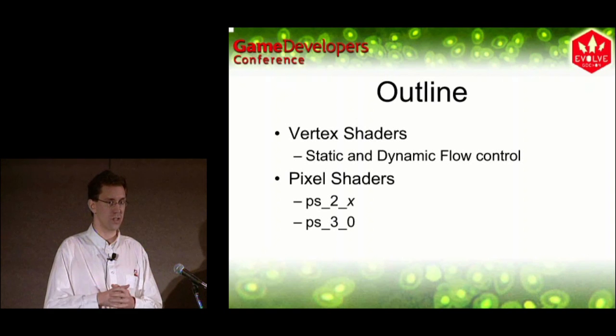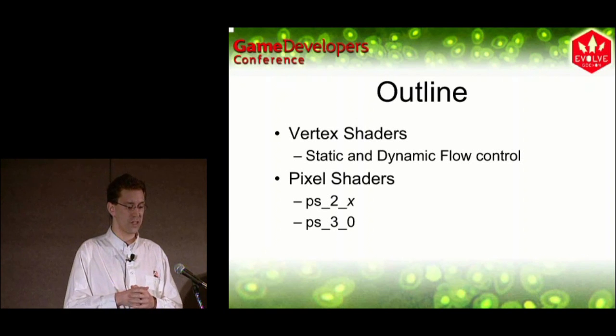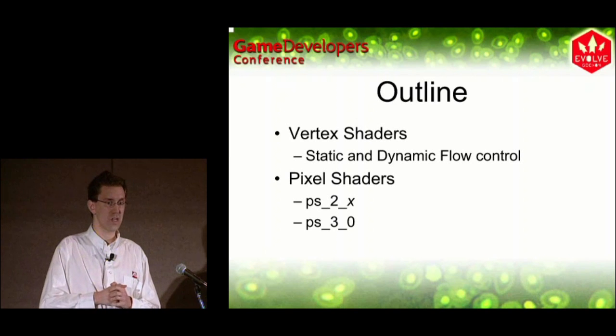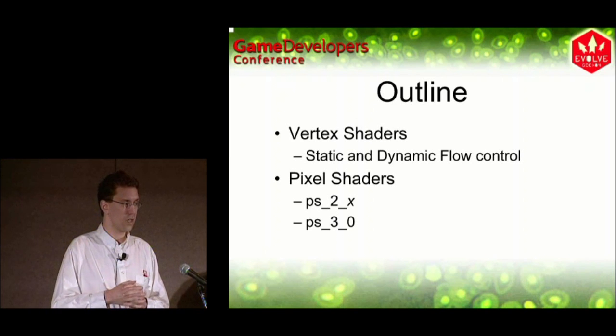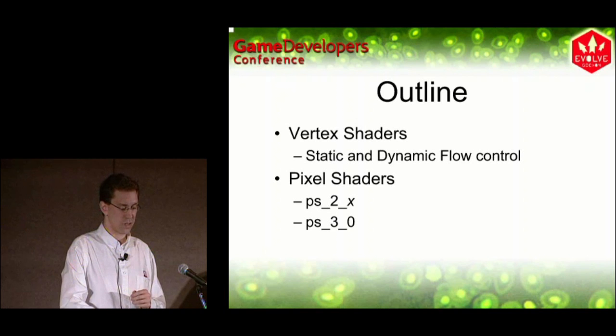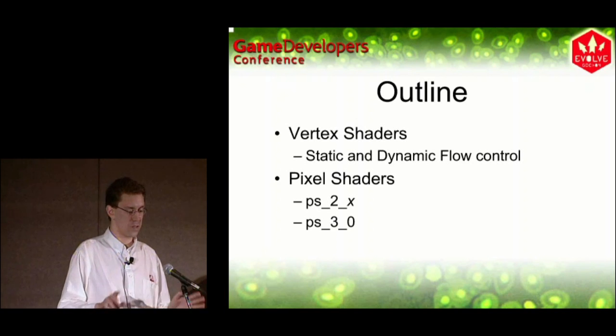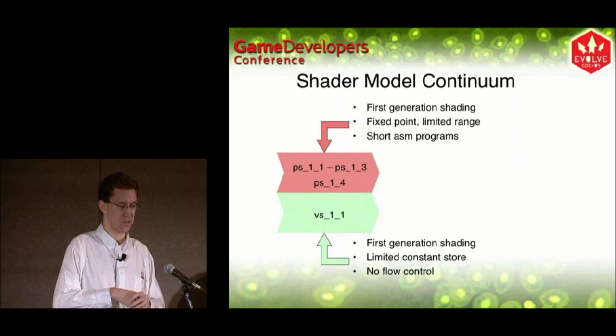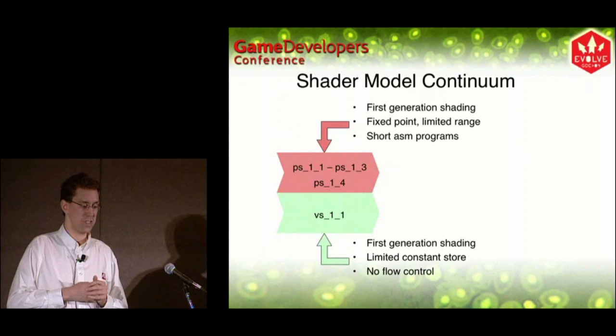Naturally, I'll divide this along the lines of vertex and pixel shaders. On the vertex shader area, I'll talk about flow control in particular, and then at the pixel shader level, we'll talk about the 2.x and the 3.0 models. There's not going to be any discussion of 1.x pixel shaders in any detail.